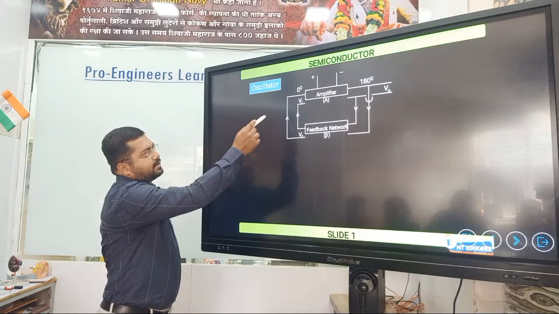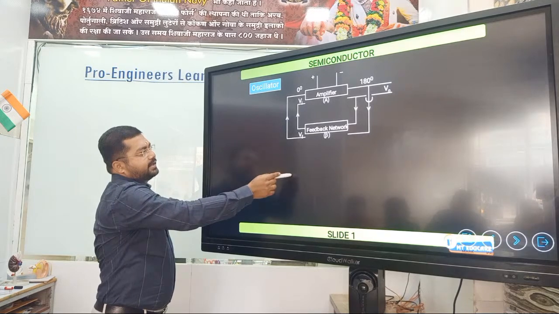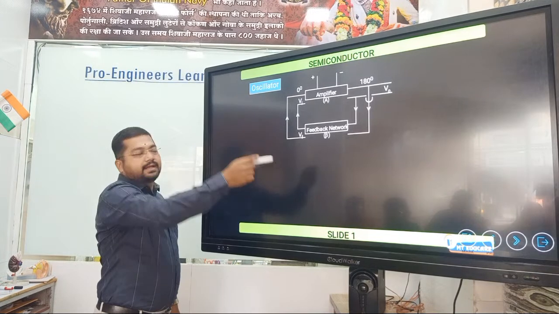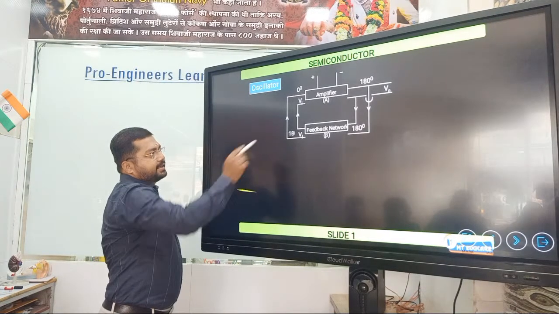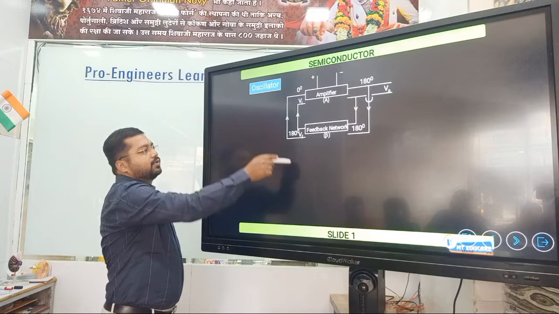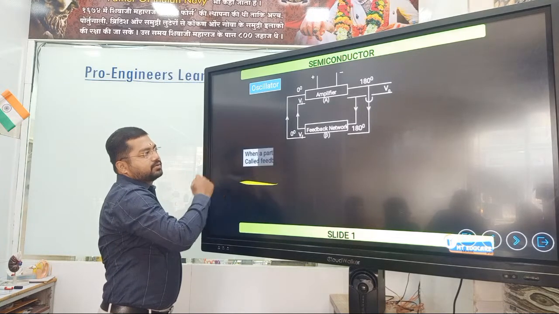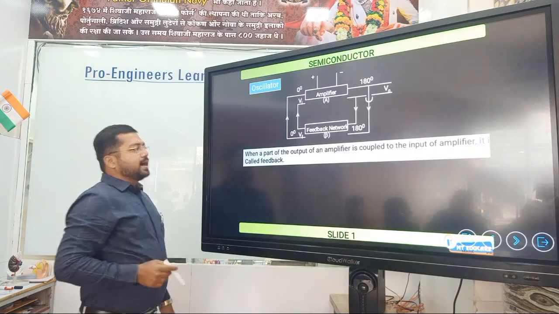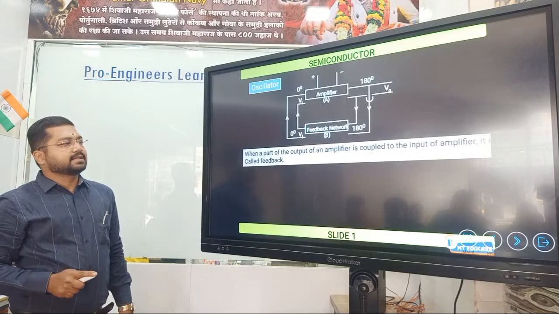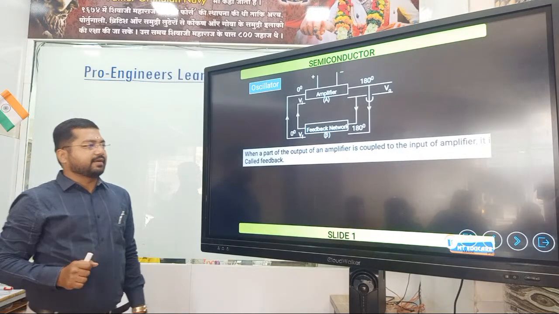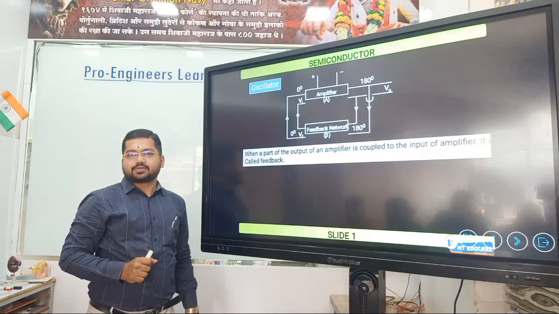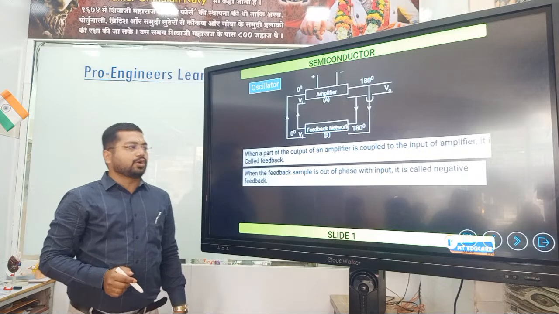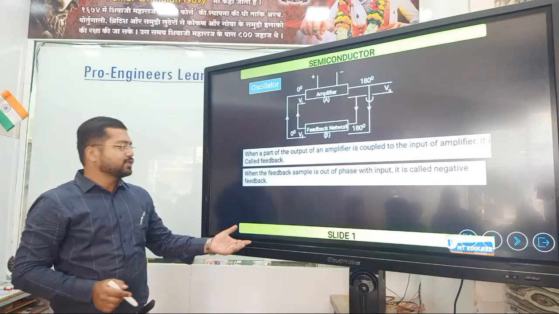Here at 0 degree and 180 degree, if you are getting 0, it will be amplified again and will get a 180 degree phase shift. Again that 180 degree will be given back, again it will go up and so on. So it becomes 0, again 180. When a part of the output of the amplifier is coupled to the input of the amplifier, it is called feedback. When the feedback sample is out of phase with the input, it is called negative feedback.